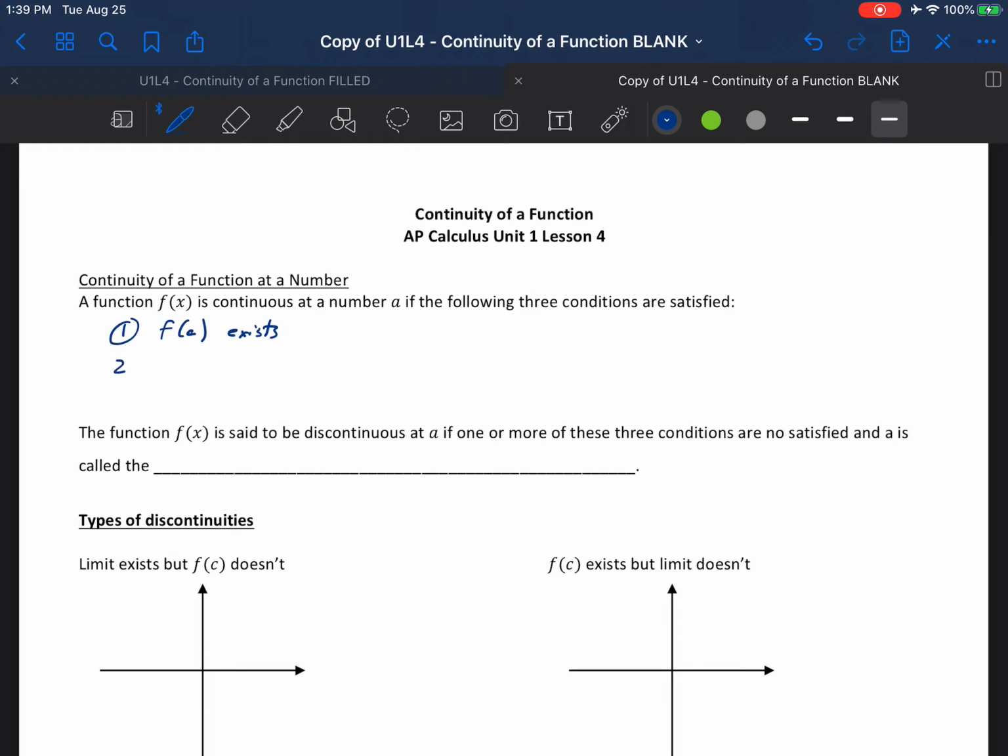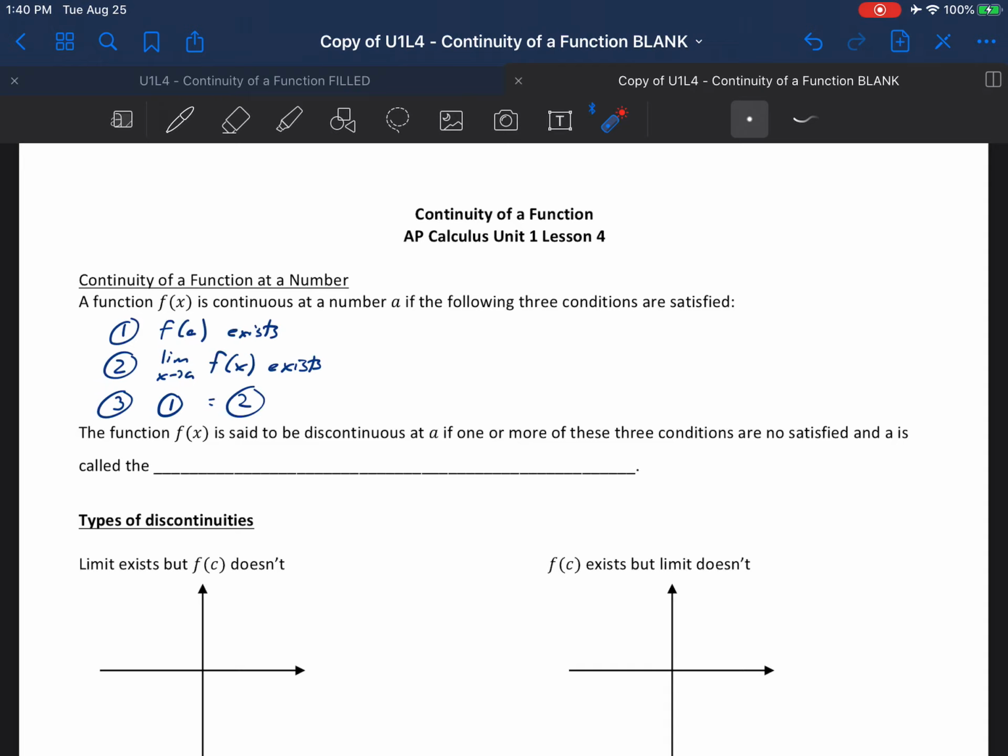Second condition is that the limit as x goes to a of f of x also exists. We've talked a lot about already how a limit and a function value are different. So conditions 1 and 2 are that the function value exists and the limit exists. The third condition, and this is an easy one, is that 1 and 2 are equal. So the function has to be defined at a, so f of a exists. The limit has to exist, and those have to be the same thing. If all three of these hold, the function is continuous.